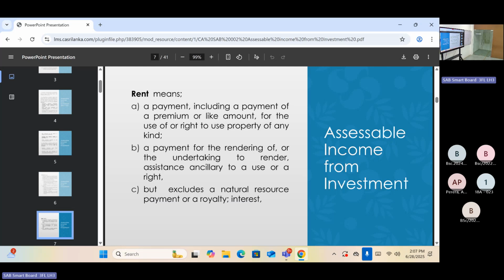So any payment which is connected to the ROU asset, indirectly what is operating lease, the ROU asset comes under rent. Here it says right to use asset. We don't have the ownership, but we have this right to use. Or payment for rendering or undertaking to render assistance ancillary to the use of the right, but excluding natural resource payment or royalty. Natural resource payment, royalty or interest is not coming under rent. That is the definition of rent.